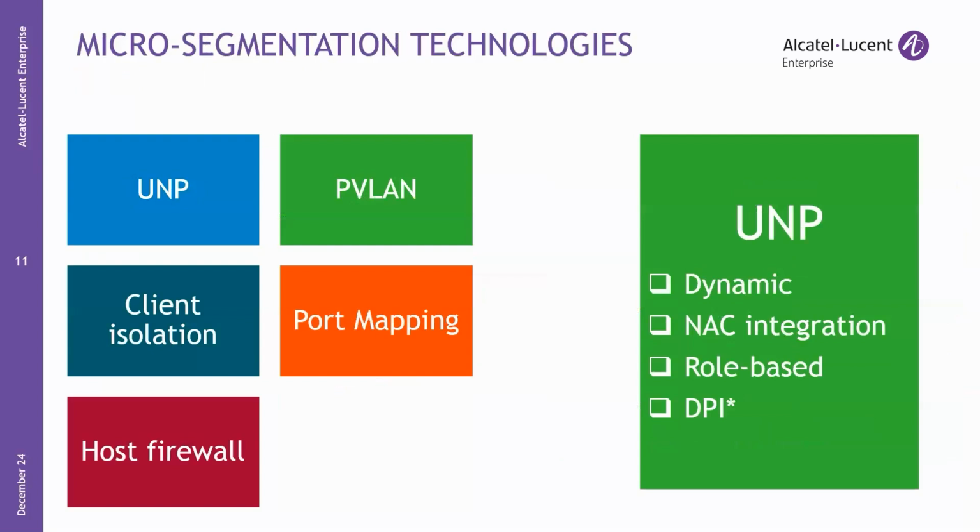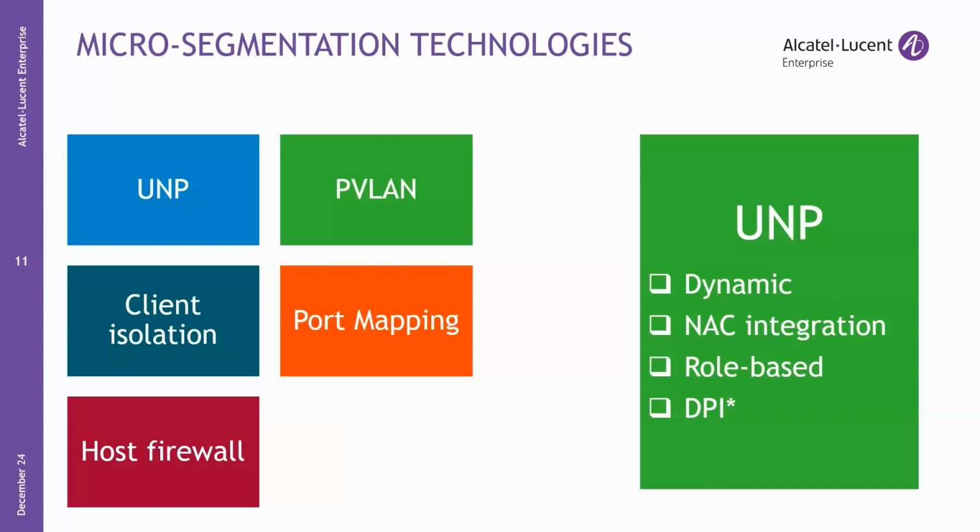Similarly, with micro-segmentation technologies, there's multiple to choose from. There's user-level profiles, there's private VLANs, there's client isolation on wireless access points, and port mapping on switches. In this workshop, we will focus on UMP because it's the most versatile one.